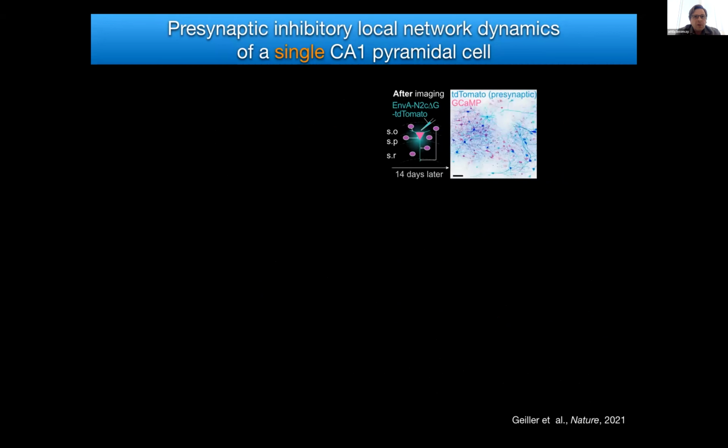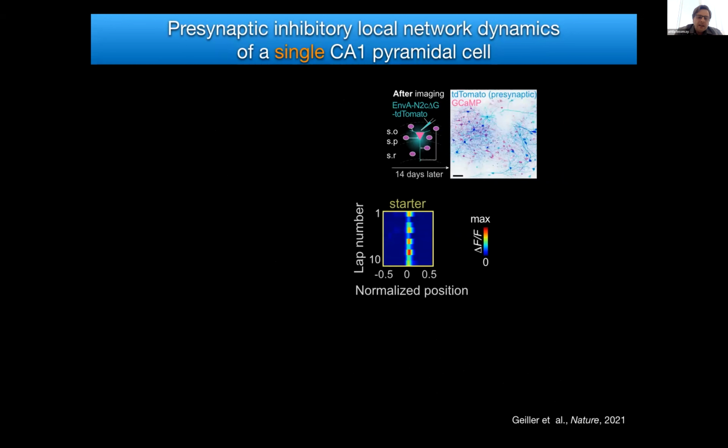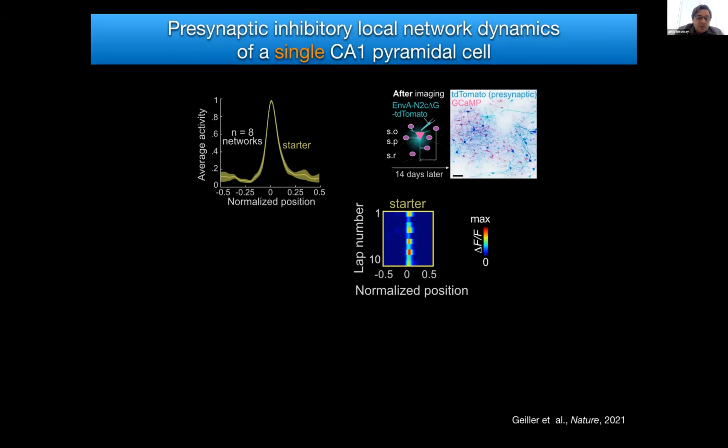So with this record and tag approach, Tristan now could look at the relationship between the spatial selectivity of a starter pyramidal cell and its local presynaptic partners. And what he found is that in about half of the networks he recorded, the starter pyramidal cell was selective to a specific location on the belt. So it had a place field, as shown here for this example cell, and also in this normalized average tuning curve of this cell centered around the peak of its place field.